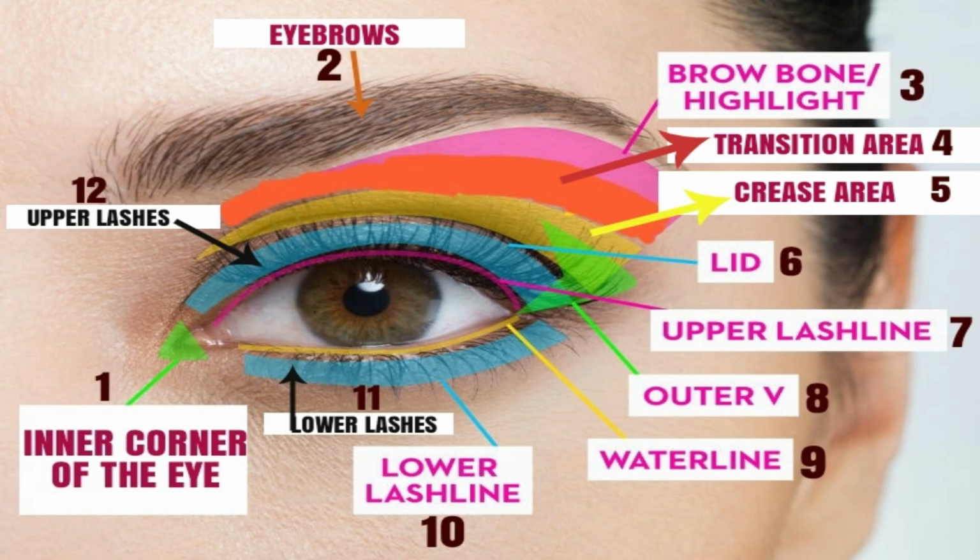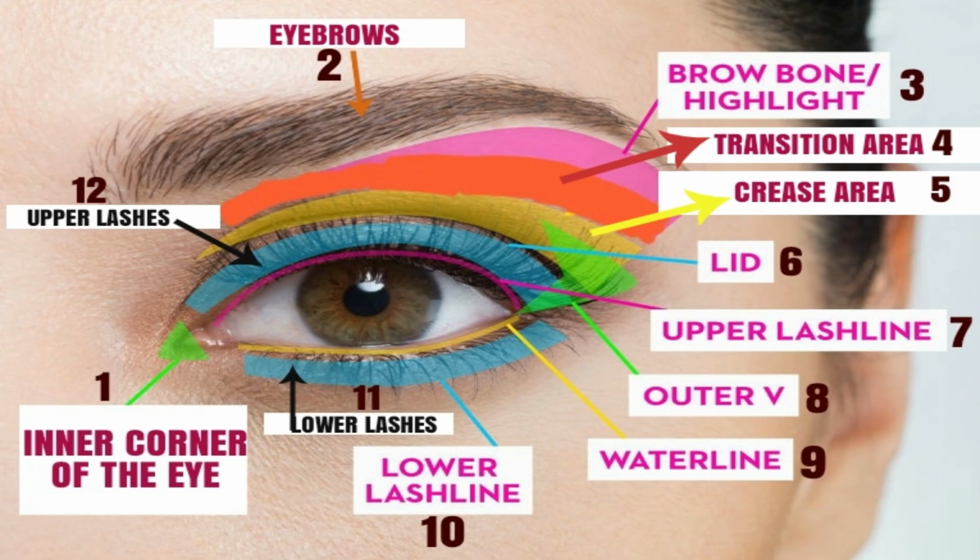Number 11, we have the lower lashes. Those lashes growing out from the bottom part of the eye. They're also called bottom lashes. Some people also call it lower lashes. So you can see the arrow pointing towards the lashes. Those little hairs, you can see them. That is called the lower lashes.